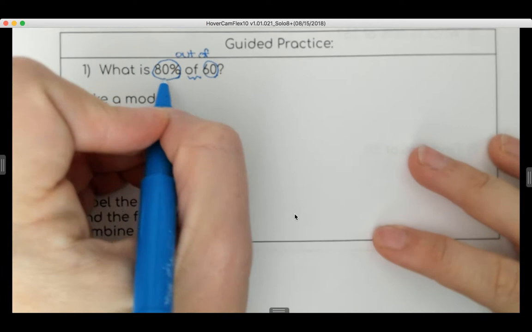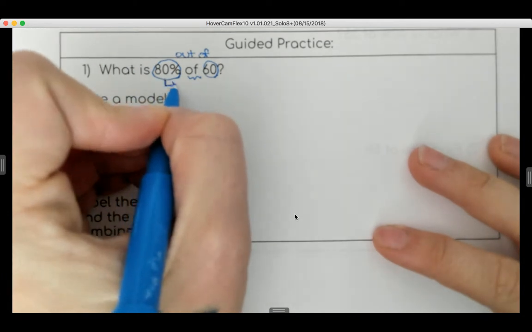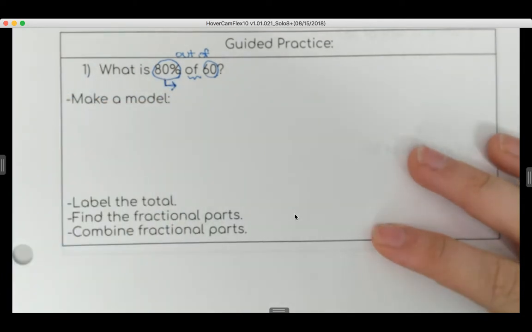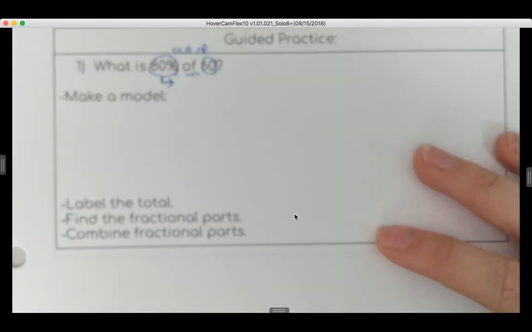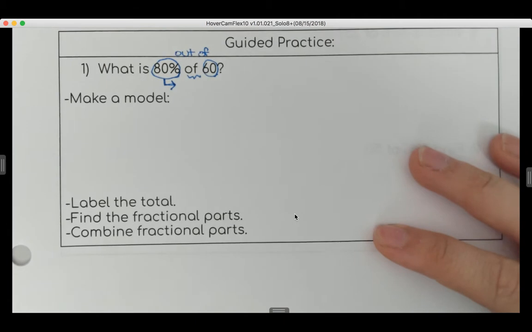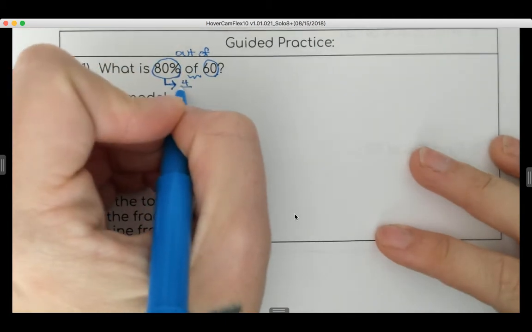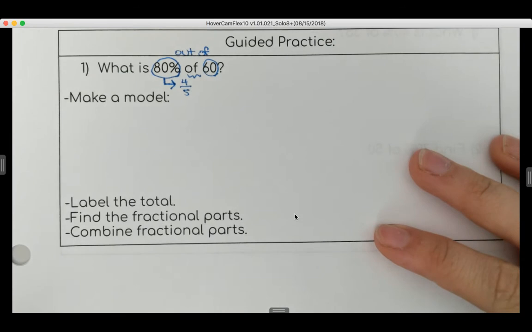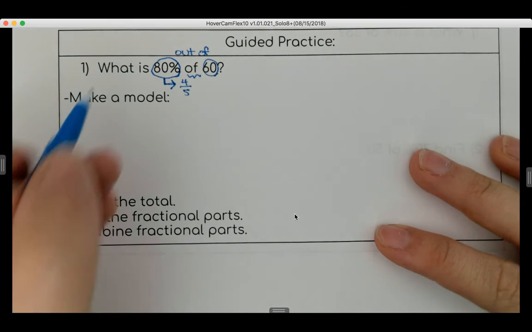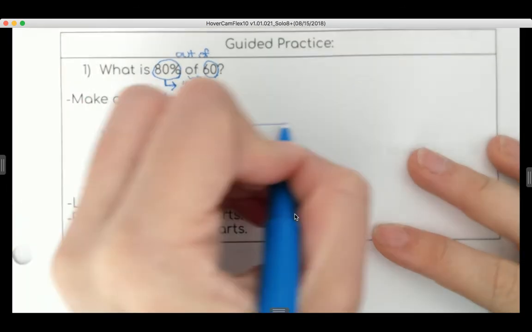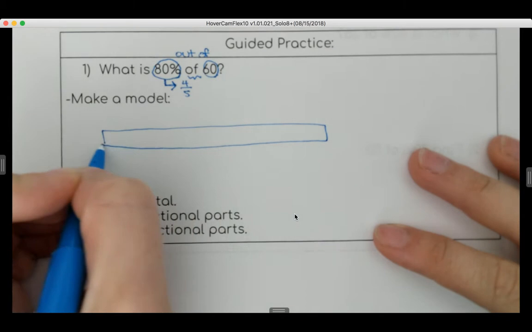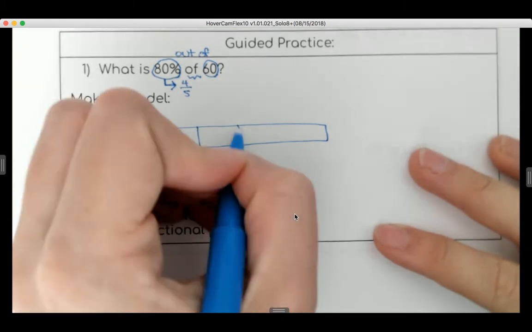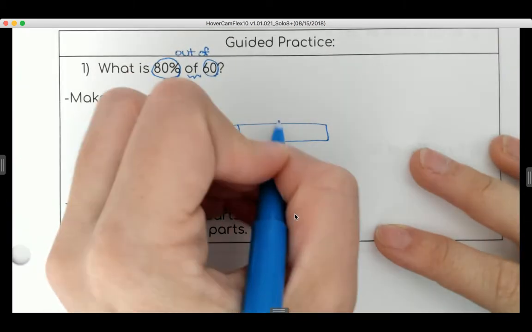My first step is to make a model, but what am I modeling? I'm going to model 80%. So I'm going to go to my calculator, 80 over 100, because the percent is always out of 100. Okay, and that's going to equal 4/5. Why does this keep doing this? Right, hopefully that stops. So I need to first model 80%, which I know is 4/5.